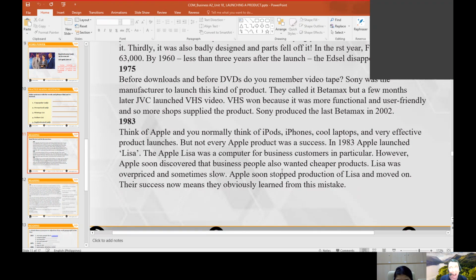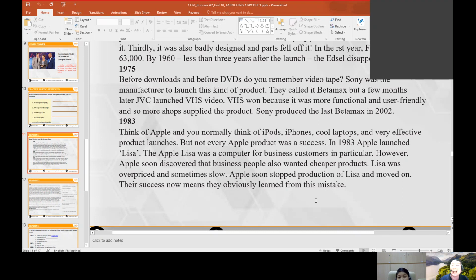Now, look at this one. Apple stopped, or until now it produces. What do you think? Until now, there would be Apple, right? So it started in 1983. They started with launching the Apple Lisa, but it wasn't successful. But still, Apple became successful launching their iPads, their iPhones, and their laptops.